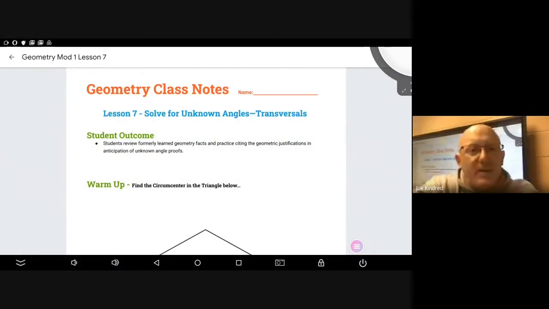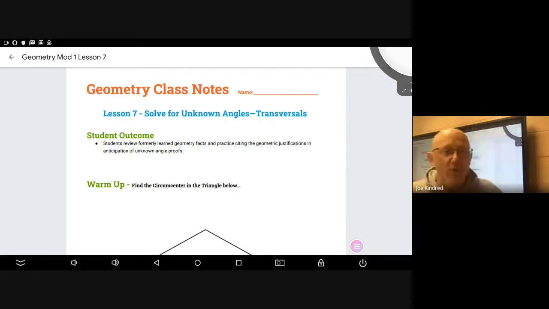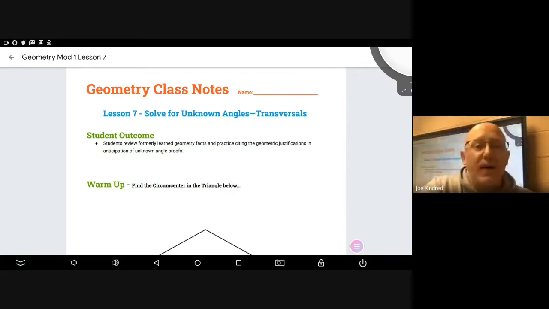Okay, this is Geometry Module 1, Lesson 7. In this particular lesson, we're going to build on Lesson 6, where we learned the concept of what a transversal is and a few other concepts that we're going to use to create equations from pictures and solve for variables. You will review formally learned geometric facts and practice citing geometric justifications in anticipation of unknown angle proofs, which are coming in a couple of lessons.